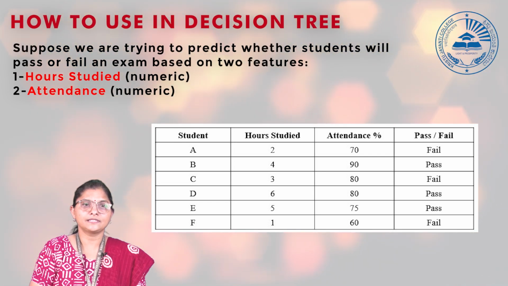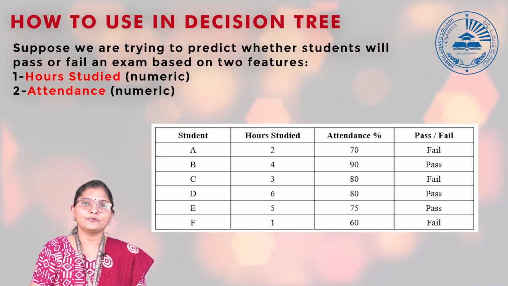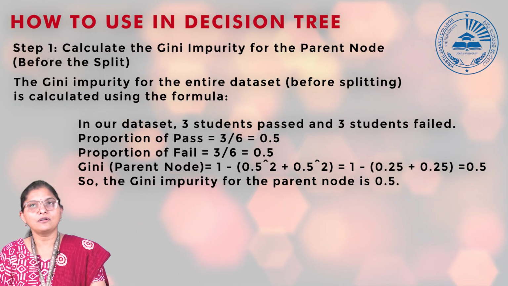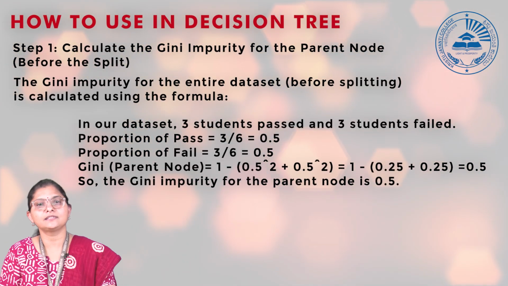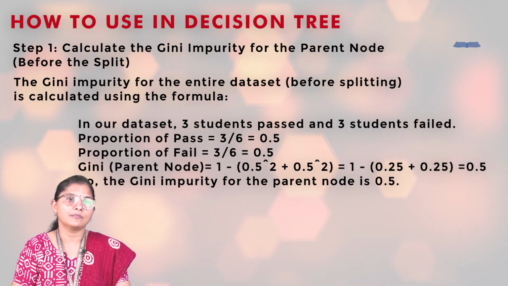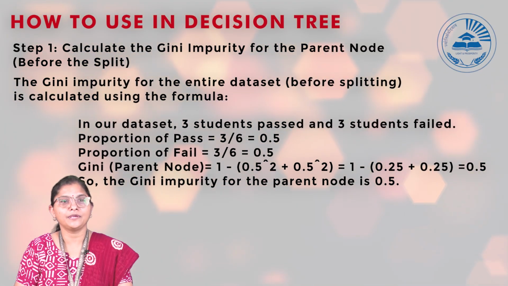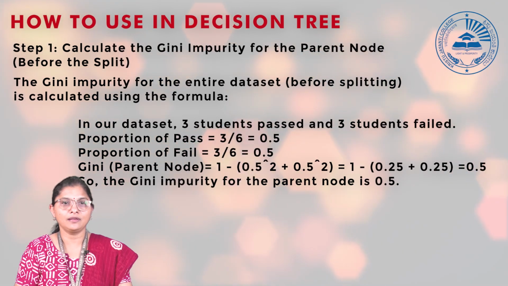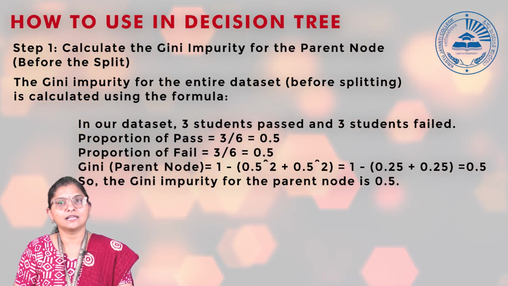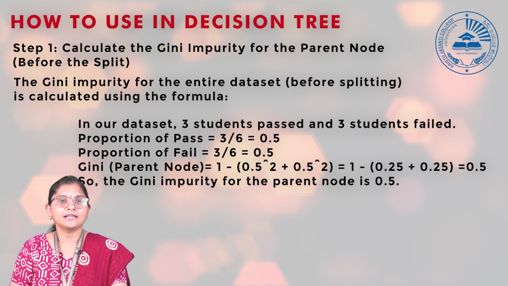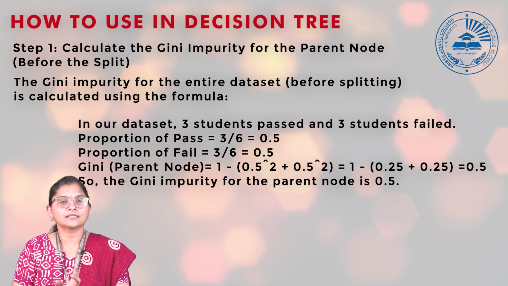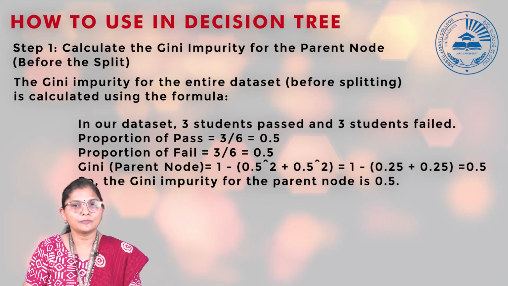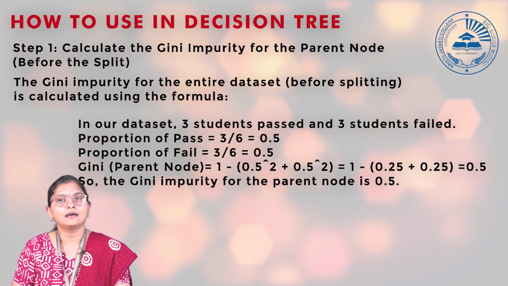Now, the first step is to calculate the Gini impurity for the parent node, that is, before splitting. The Gini impurity for the entire data set is calculated using the formula 1 minus the summation of p_i, the whole squared, where the summation is from i equal to 1 to n, and p_i is the proportion of each class, whether pass or fail. In our data set, the classes are evenly distributed, that is 3 students passed and 3 students failed. So, the proportion of the pass class is 3 by 6.